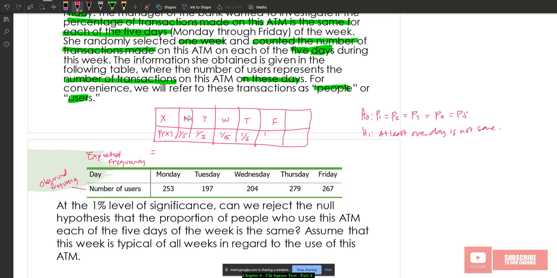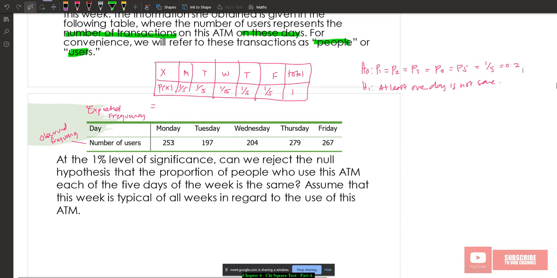So each day has the same probability. The total should be equal to 1, right? So this is the probability that we assume. The probability should be equal to 1 over 5, which is 0.2.